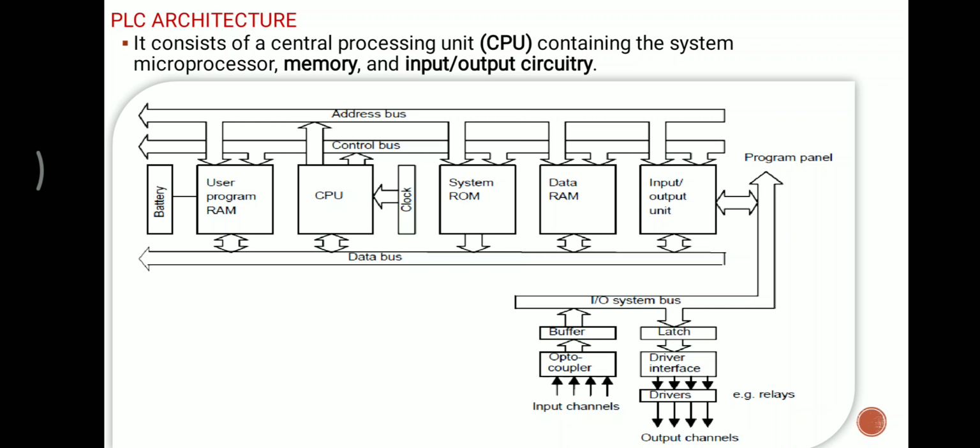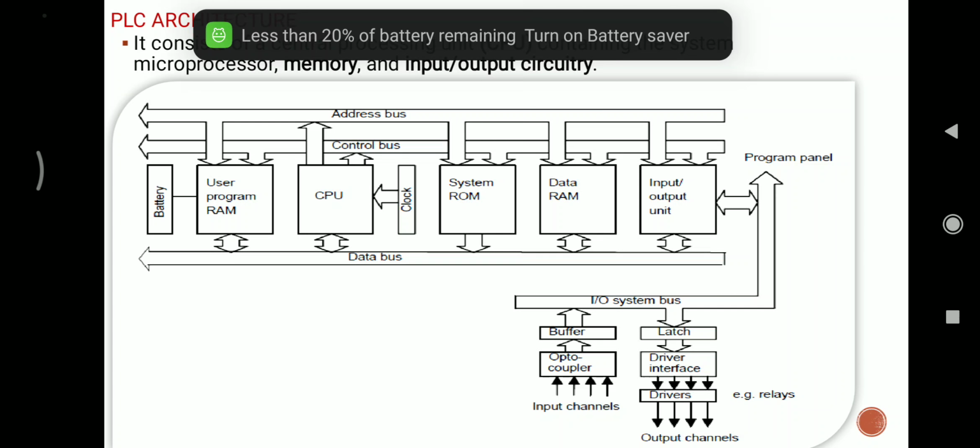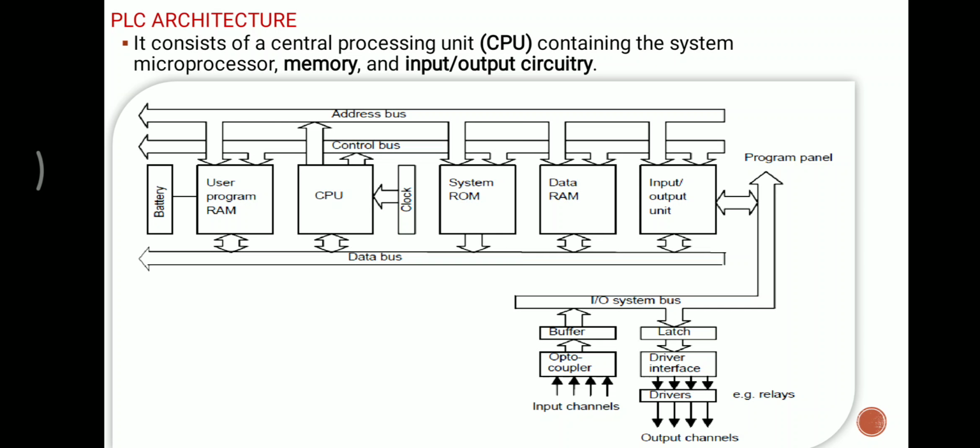Below that, you might have seen the PLC architecture. In that you can see the battery is there, user program RAM is there, CPU is there, which is interlinked with the clock, again system ROM, data RAM, input output unit, program panel. That panel is connected with the input output system, and along with that output channels are connected. You can see here there are different kinds of buses: address bus, control bus, data bus, and input output system. So we will see one by one out of this.